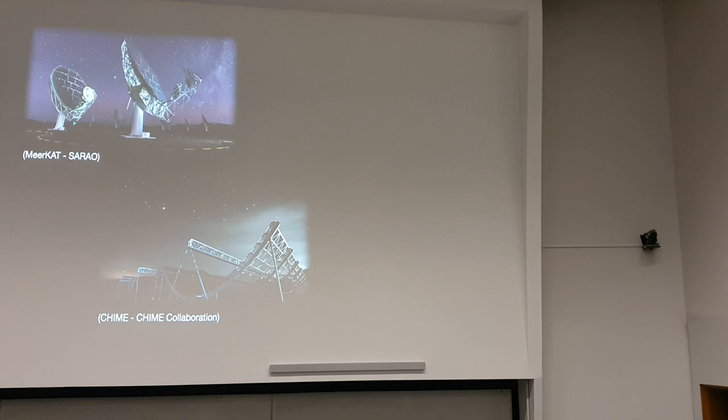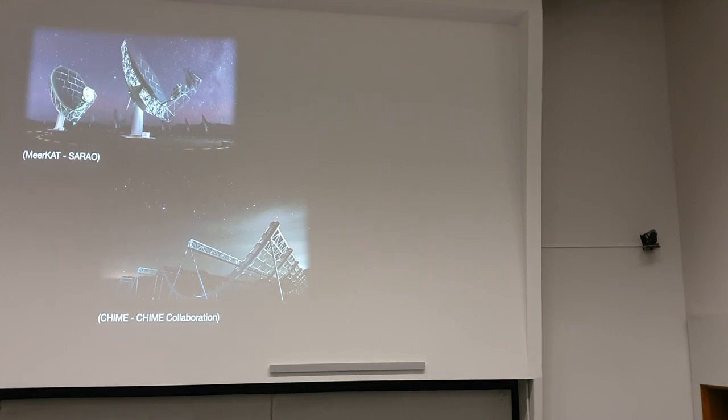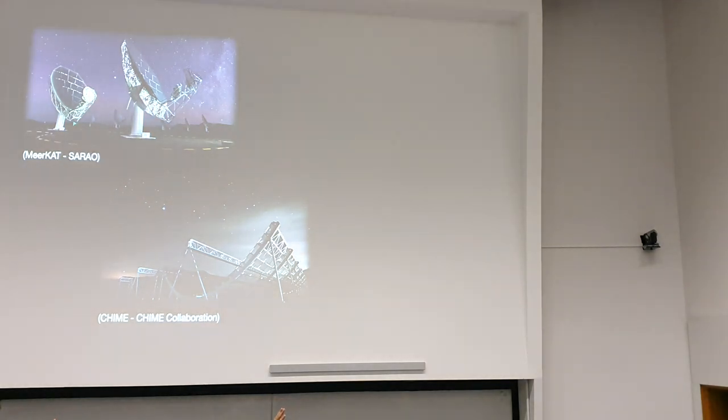There's also CHIME. It looks like nothing. It's like two giant paraboloids not too far from Vancouver in Canada, in British Columbia. It's basically like a 100-meter telescope. Each one of them is 25 meters long, and it's got an arc, I think it's 20 meters or so.